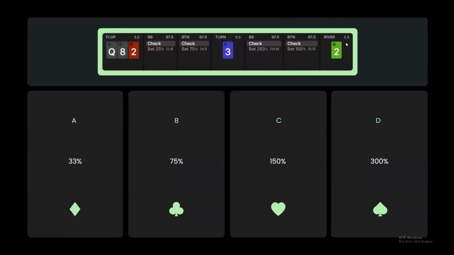Let's try this quiz. So the line is the same board as before, but it goes check down to the river. Okay, so queen, ace, deuce two-tone, check, a 3, check, a 2. Okay, and the question, I didn't write it out because it was too long of a question.